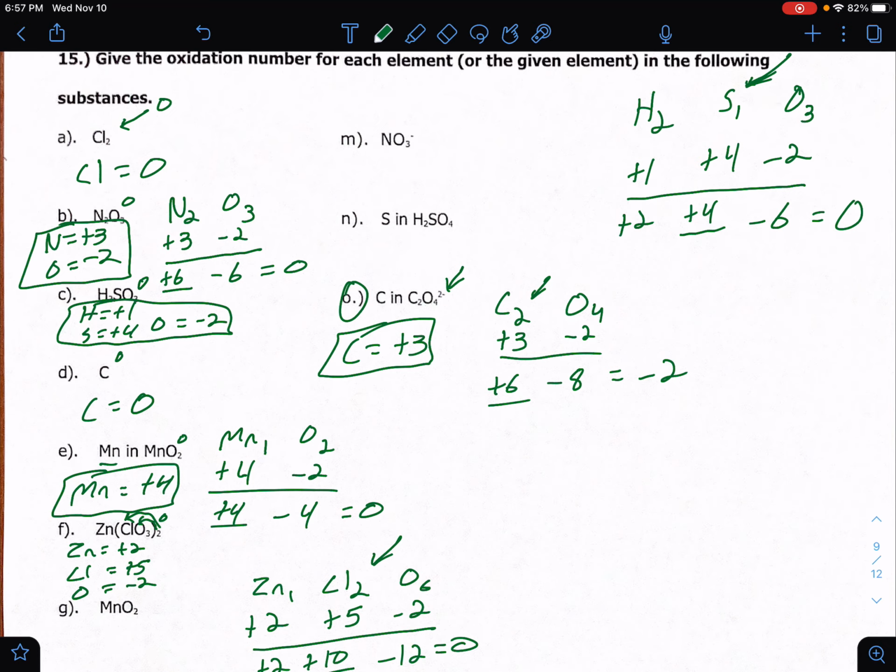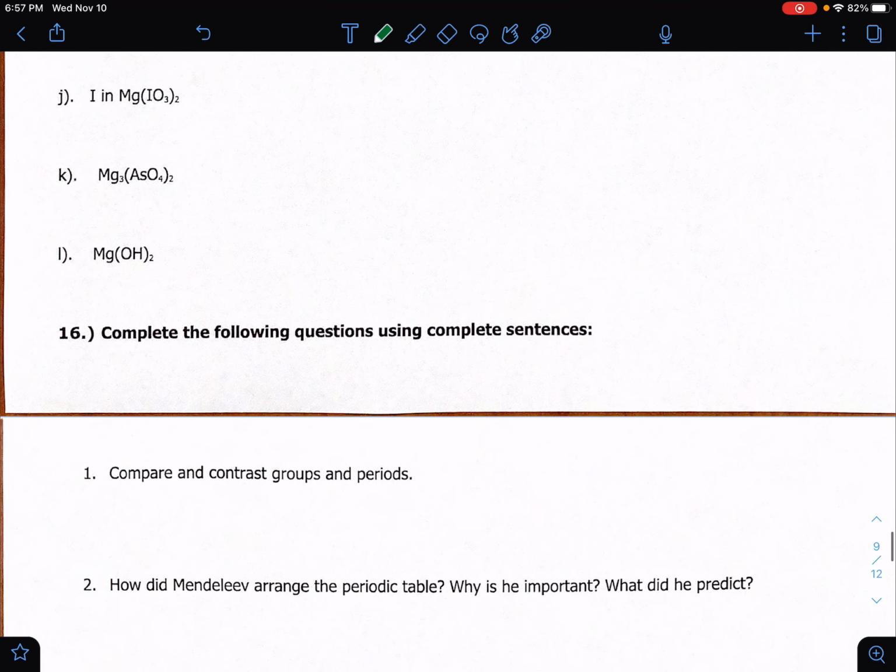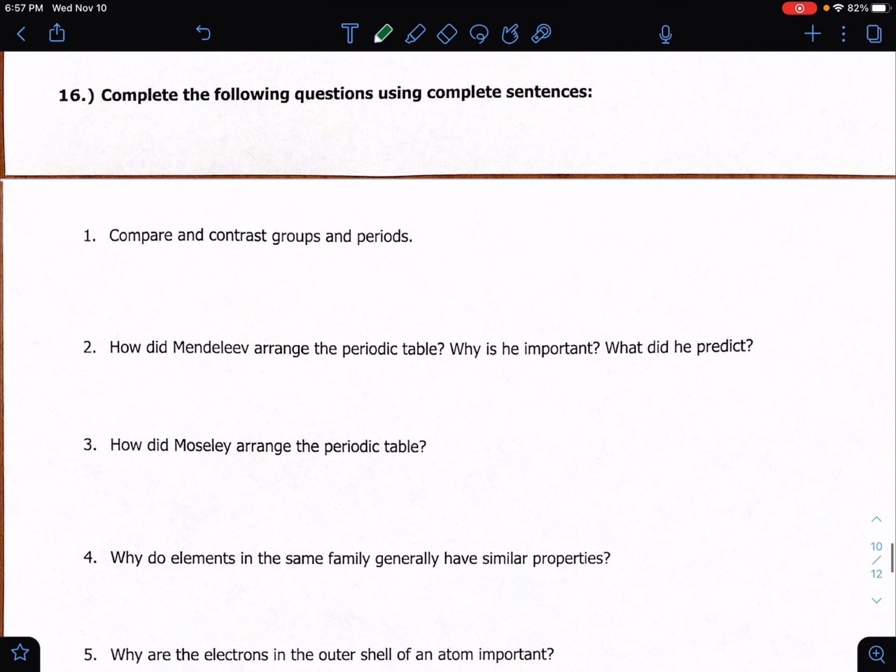Okay, so this isn't too bad. It just takes repetition and practice. Okay, so let's move on to the last section, and then we are done. Complete the following questions and use complete sentences. So we're going to try to do this for the most part, but I'm going to make this short and quick. Okay, so remember groups.